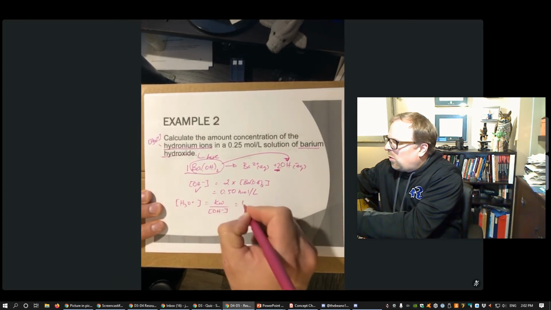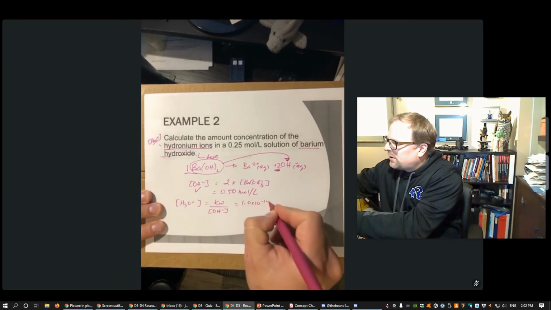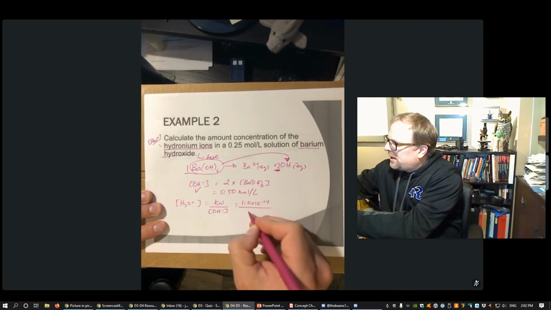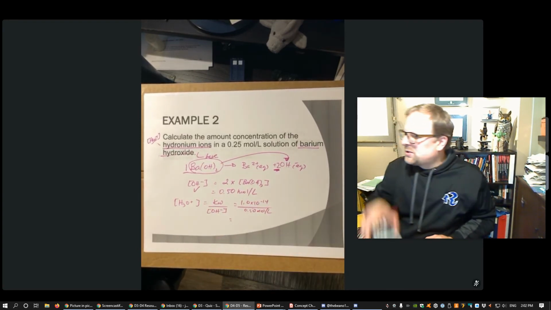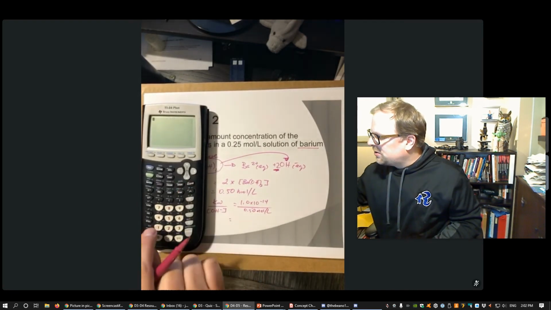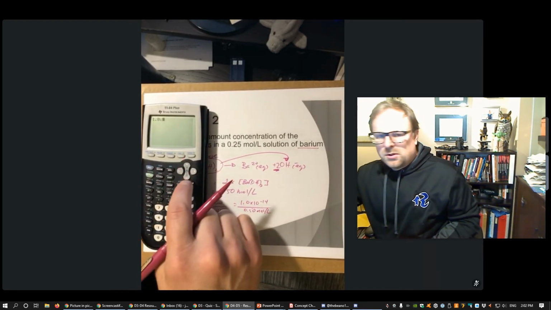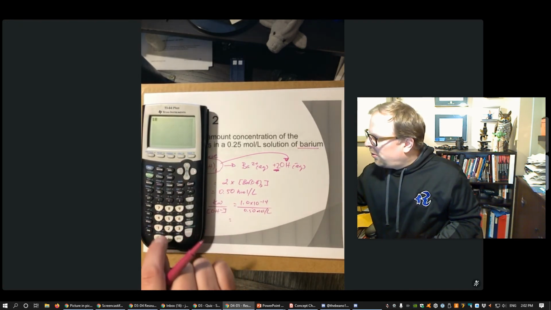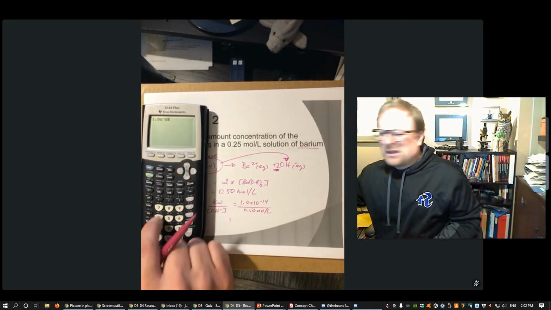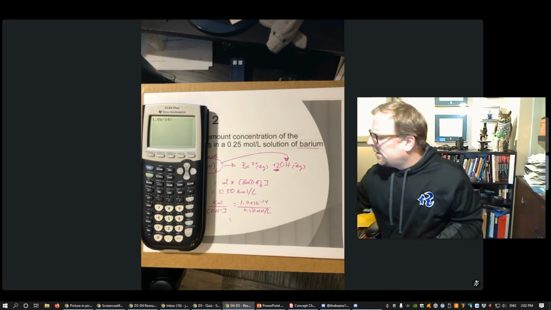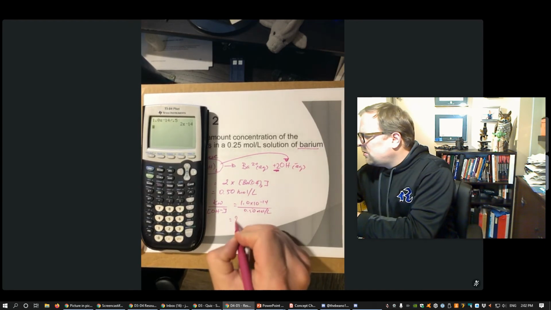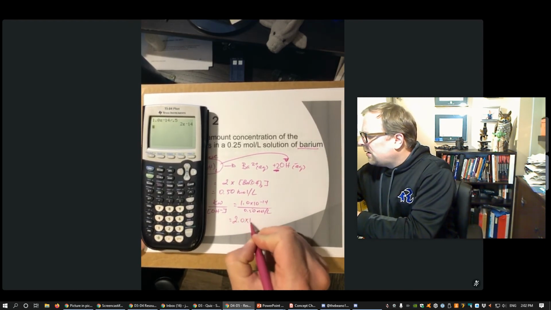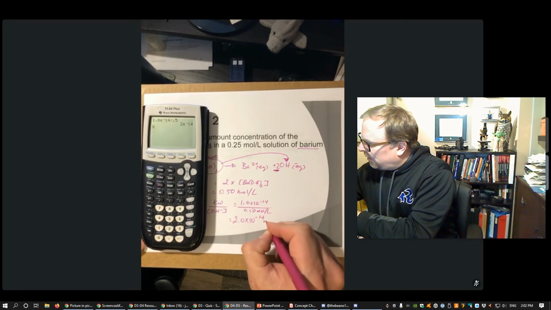Okay, and we're going to go 1.0 times 10 to the minus 14 over our hydroxide ion concentration, which is 0.50 moles per liter. Okay, and then that again just gets plugged right back into your calculator. So it'll be 1.0 times 10 to the minus 14. You don't have to put the 0.0. It can just be 1 times 10 to the minus 14. And we're going to divide it by 0.5. And we're going to get 2.0, don't forget your significant digits, times 10 to the minus 14 moles per liter.